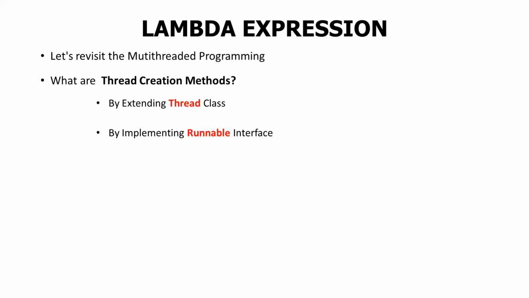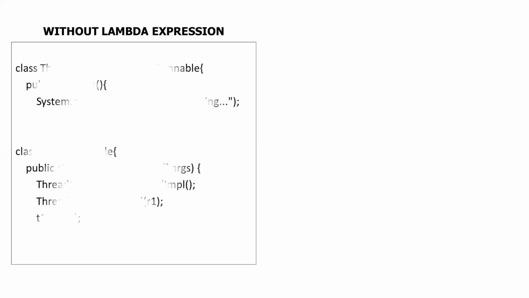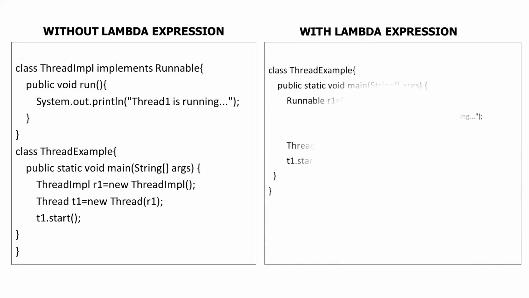Recall the multi-threading concepts. In multi-threading, we can use two methods: by extending the Thread class, or by implementing the Runnable interface. So how do we implement using Runnable interfaces? Usually everyone knows that using the Runnable interface, we use implements Runnable, and you always have a start method that will invoke your run method.